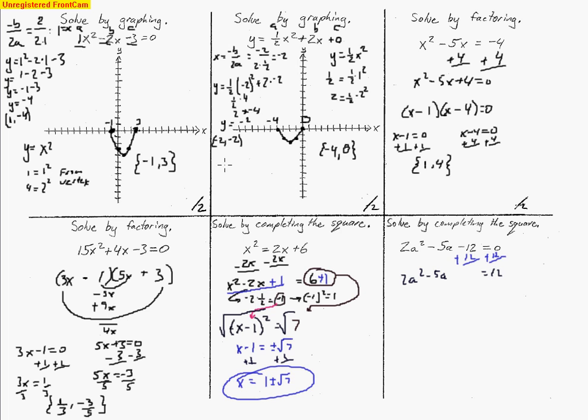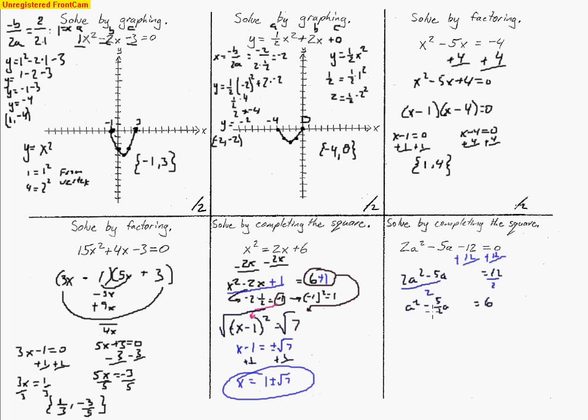Well, the next thing we've got to do is we need to get rid of that 2 that's in front of the a squared term. So I'm going to end up dividing this entire thing by 2. And so what's left over? Well, we now have an a squared minus 5 halves a, and this all equals 6.